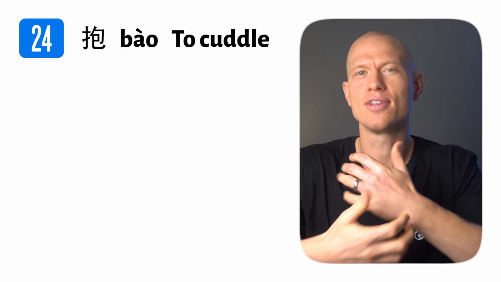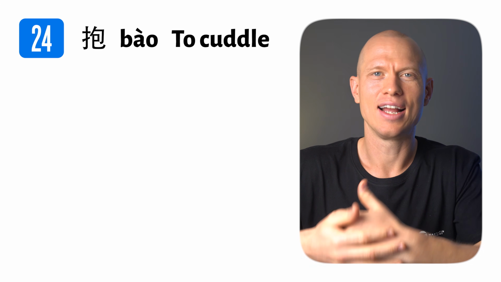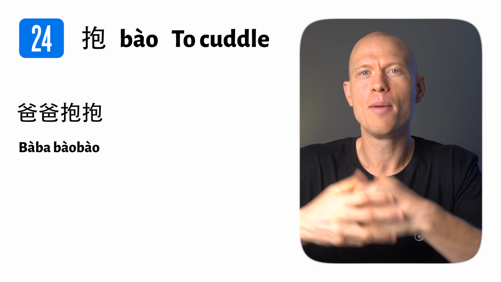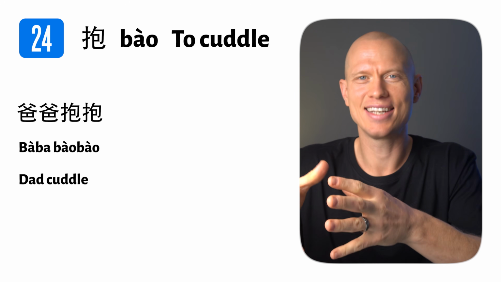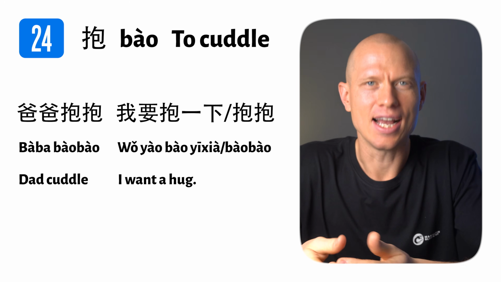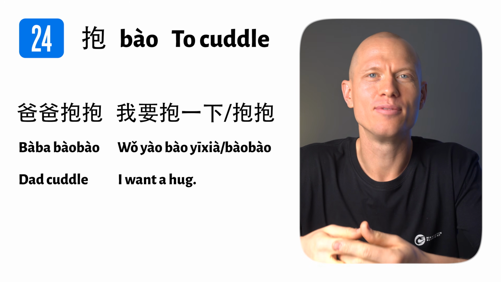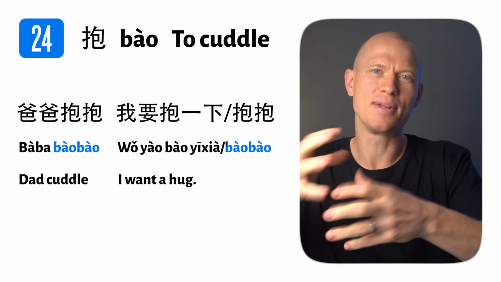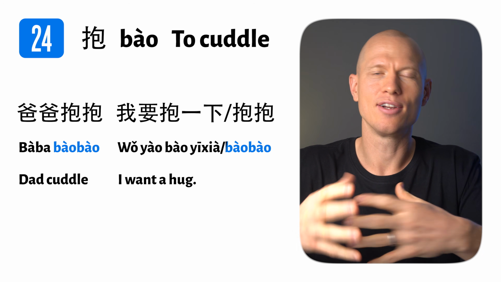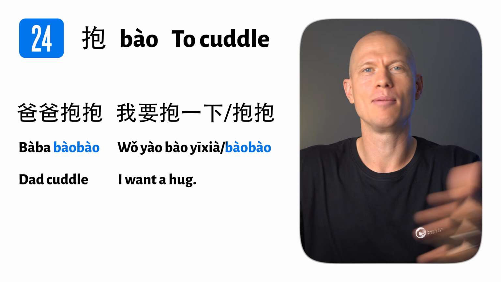Next up, we've got 抱, which means to cuddle. I use this a lot. So I've got 2 young children and they often use it with me. So they'll say 爸爸抱抱, Dad, cuddle. 我要抱一下 or 我要抱抱. When you see 抱抱, doubling up words makes it kind of cutesy. Often it's like kids' language, you double up loads of different verbs, but it also softens a lot of things.